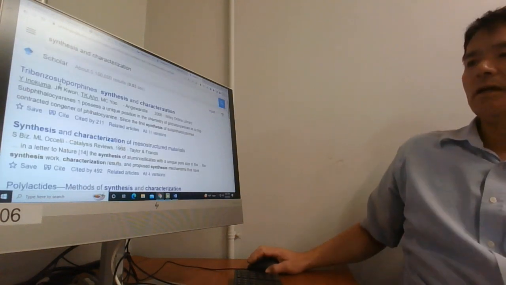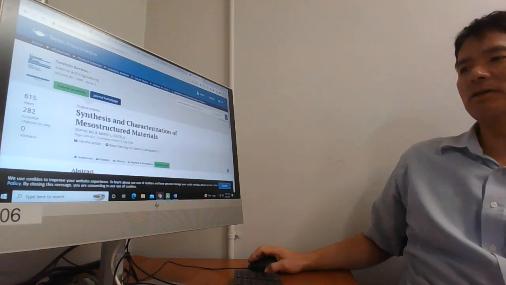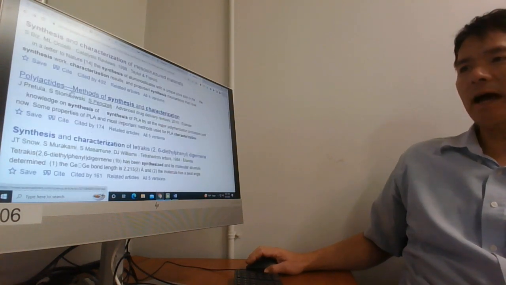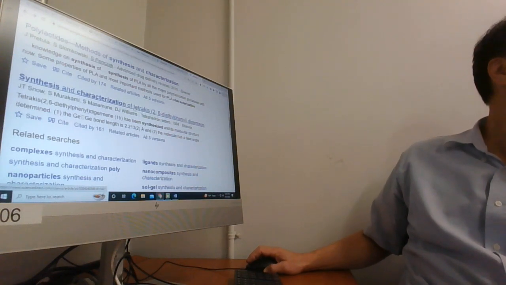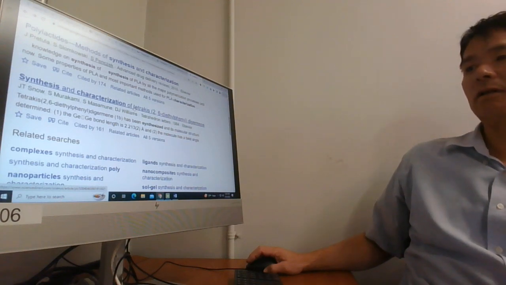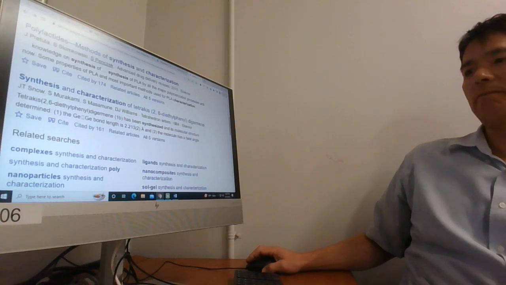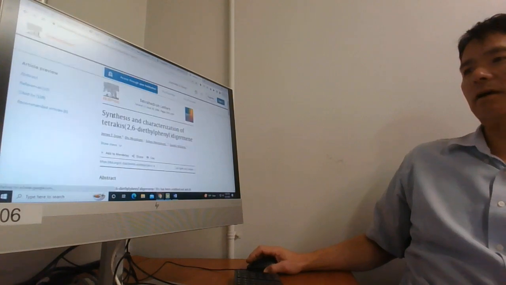So when we look at this, like these people synthesize some mesostructured materials, well, they synthesized and characterized the material. Let's see some other articles. Polyactides, synthesis and characterization. Here's one, Tetrachus. Tetrachus, you know what that's for? Tetrachus is for four ligands. And so this is four of these 2,6 diphenyl ligands. And so this is kind of up our alley, they're synthesizing.